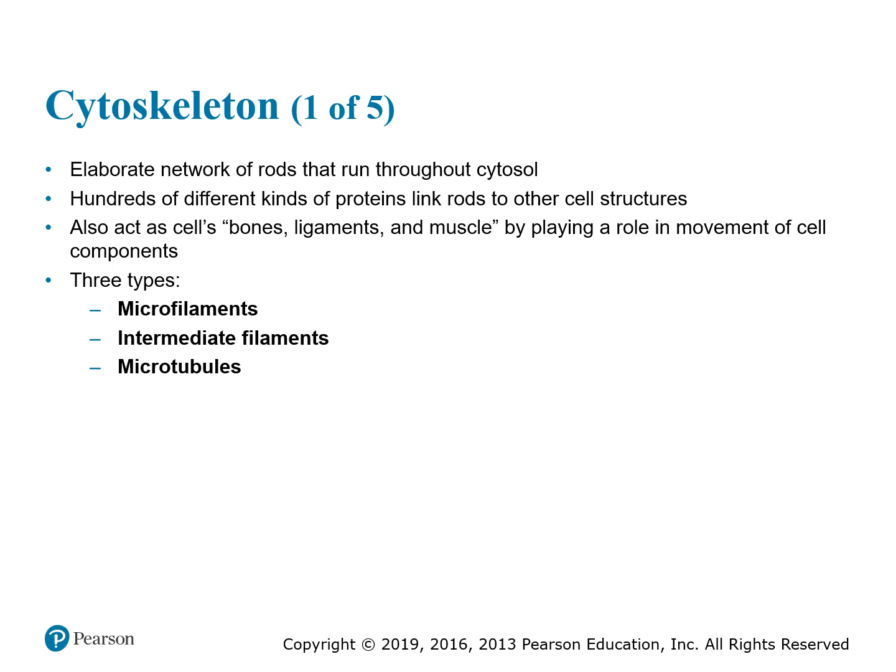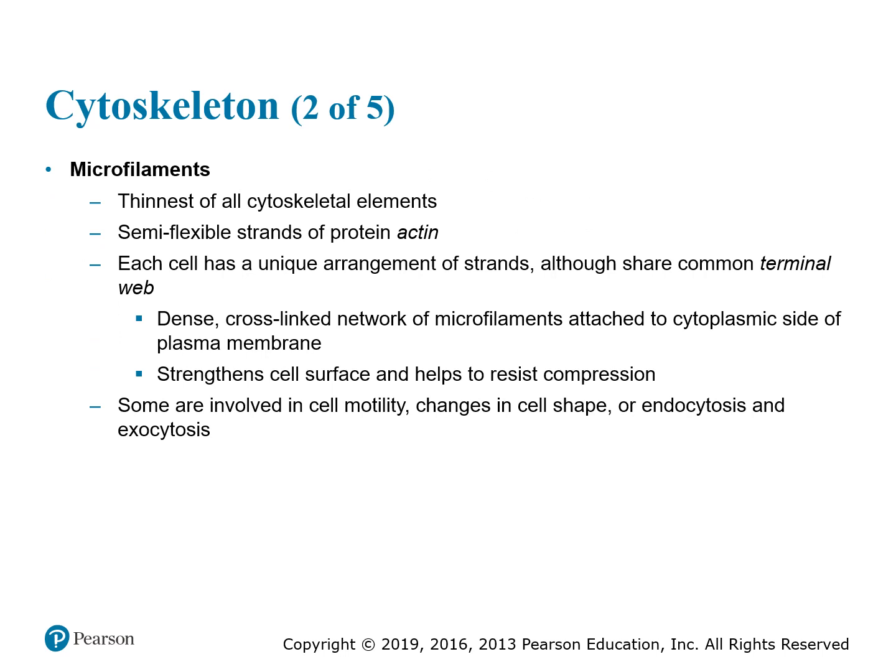So three types: microfilaments, intermediate filaments, and microtubules, all classed based on their diameter and their composition. The microfilaments are the thinnest of the cytoskeletal elements and are composed of actin. You probably heard of actin before as the muscle protein. Well, actin is also the microfilament protein.